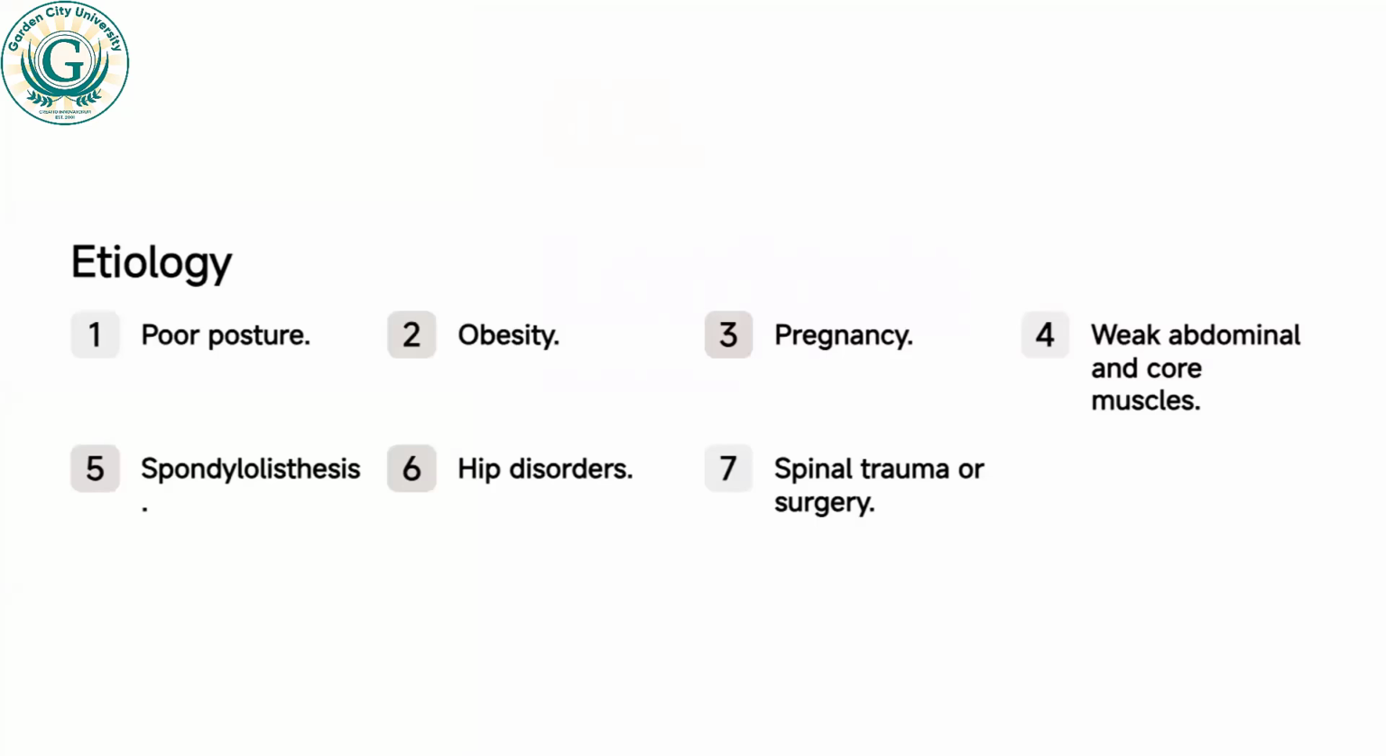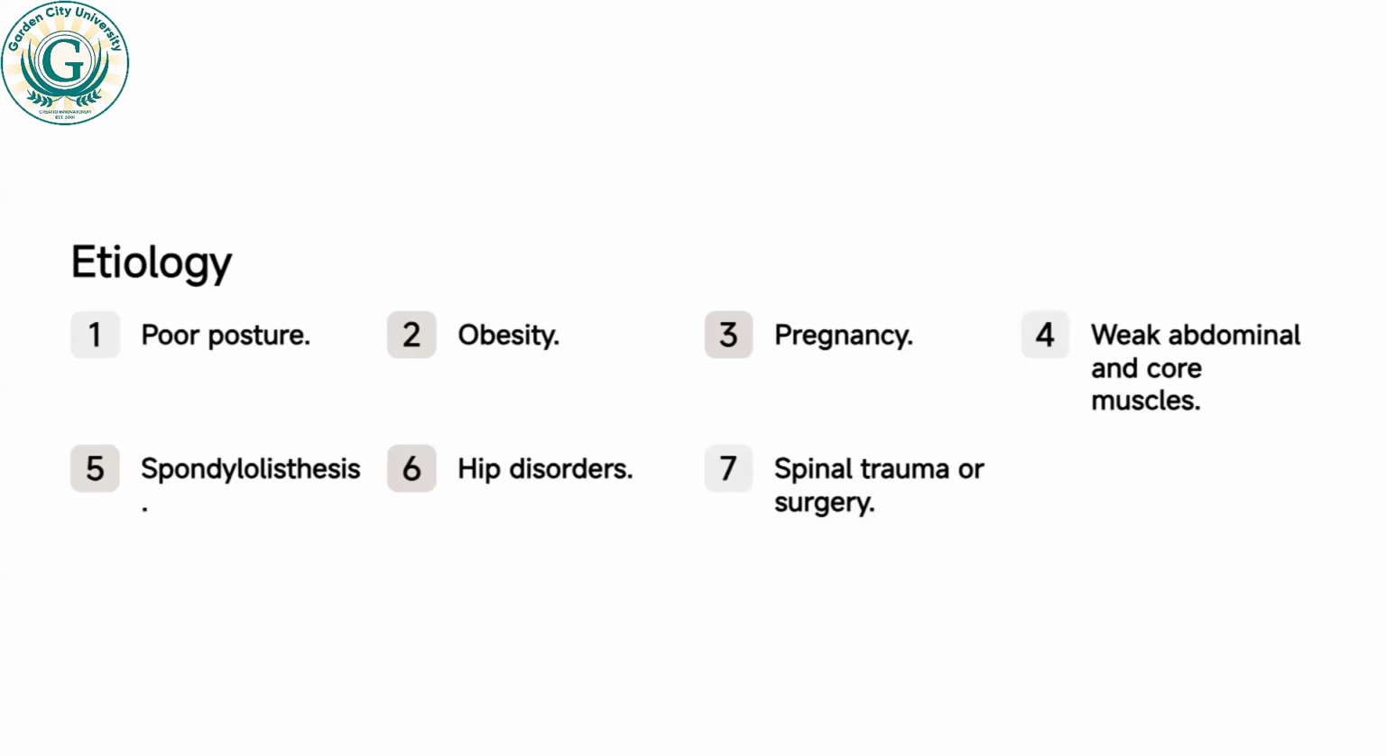When you are not following proper body mechanics, you are being exposed to lordosis. Obesity. Once you have over 30 BMI, you are going to put a lot of pressure on your spine, which can lead into lordosis, an inward curve of your lumbar spine. Pregnancy, once you are pregnant, you are predisposed to getting it. Weak abdominal and then the core muscles. So once you have weak abdominal muscles, it can also predispose you to spondylolysis. This one is a condition or an infection of the spinal cord.